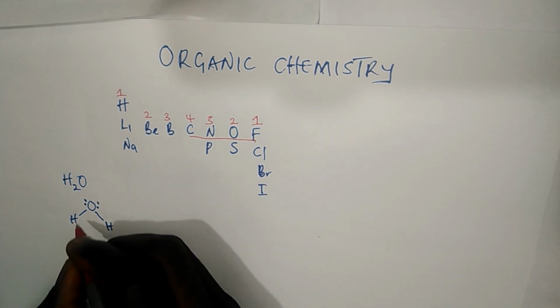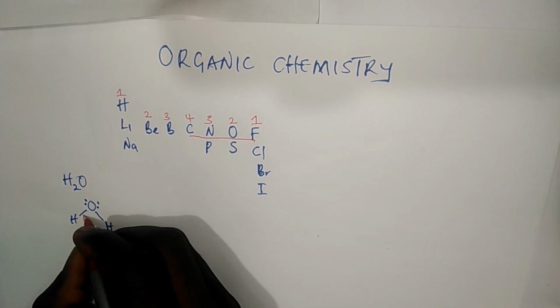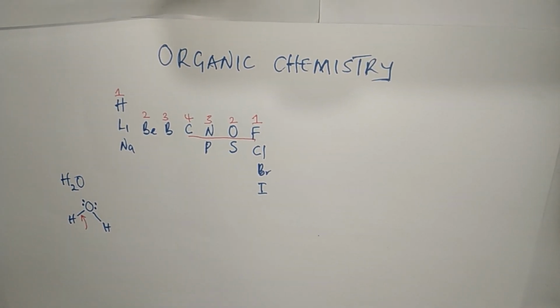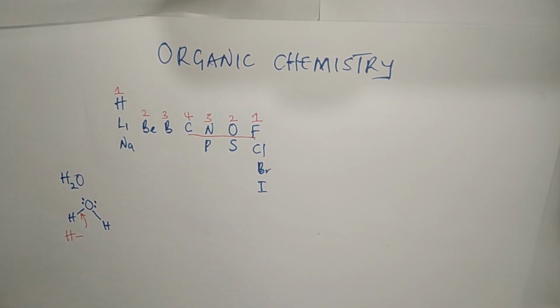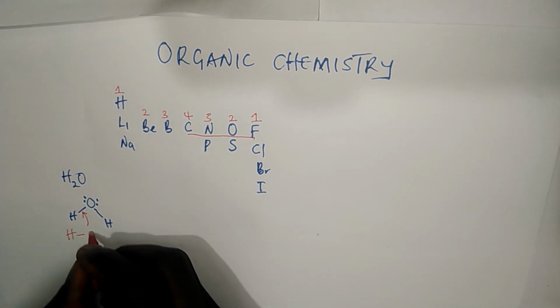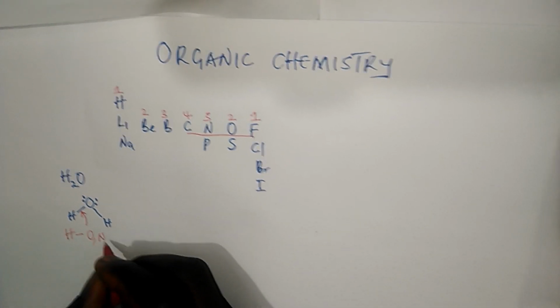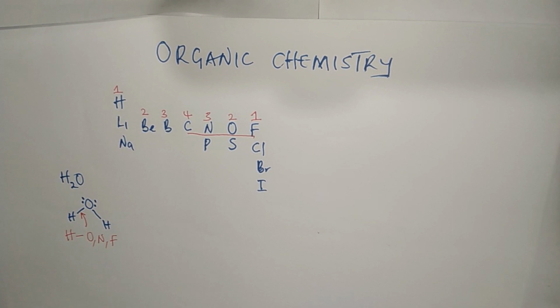Hydrogen to oxygen, the bond between hydrogen and oxygen is referred to as an H bond. And an H bond is usually formed whenever hydrogen is directly attached to oxygen, to nitrogen, and to fluorine. Whenever you see hydrogen directly attached to any of these 3 elements, the bond that is formed is referred to as an H bond, or you call it a hydrogen bond.